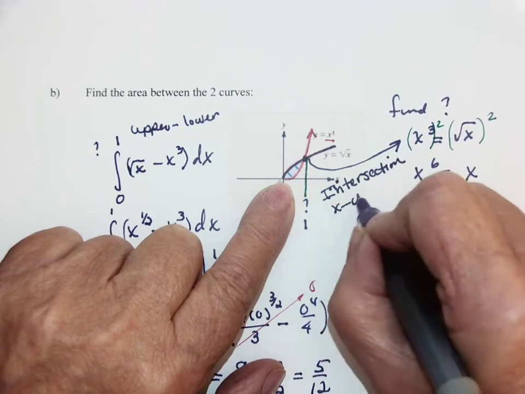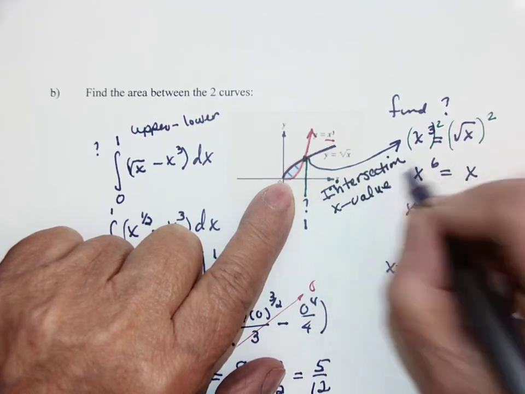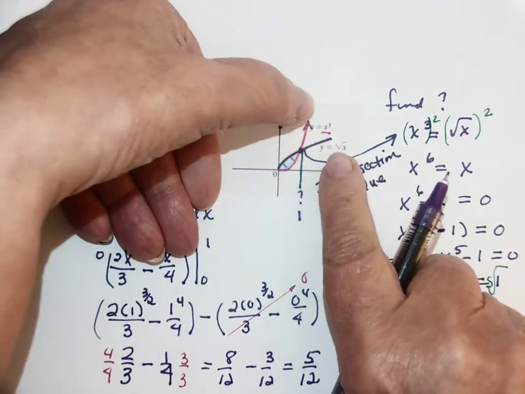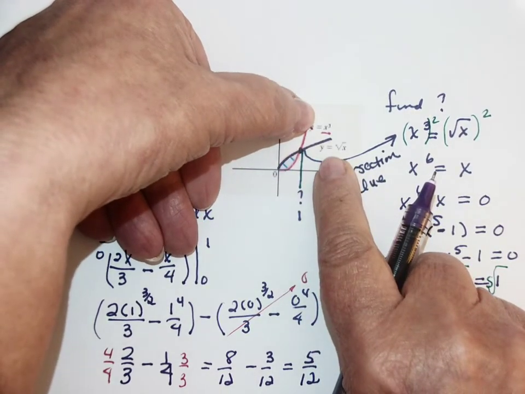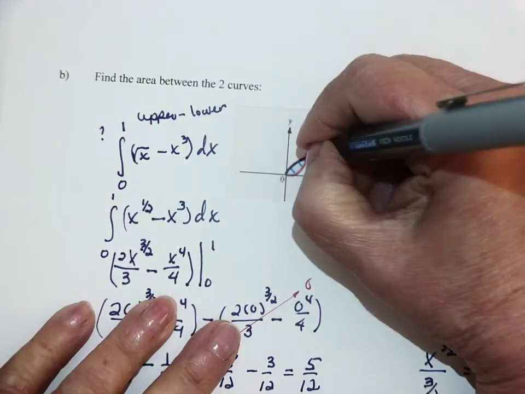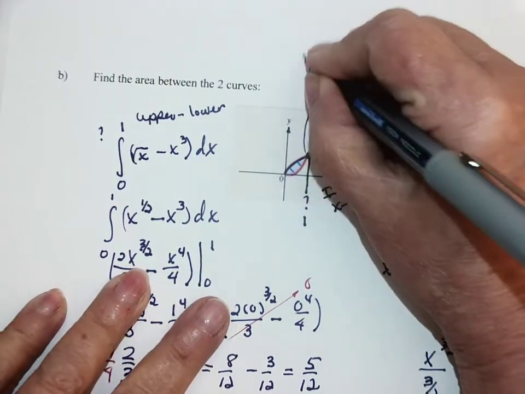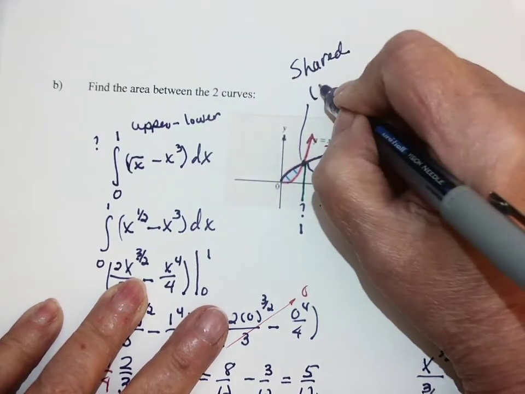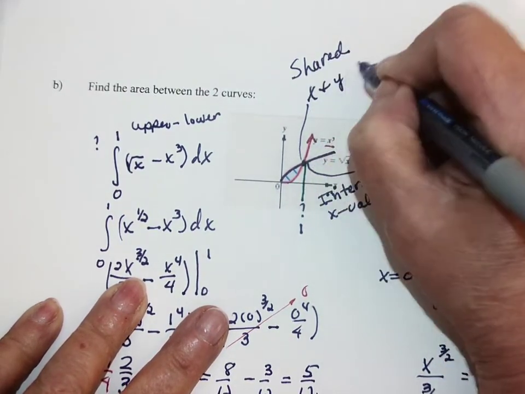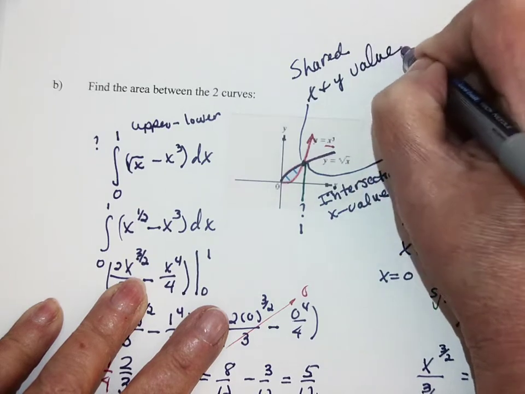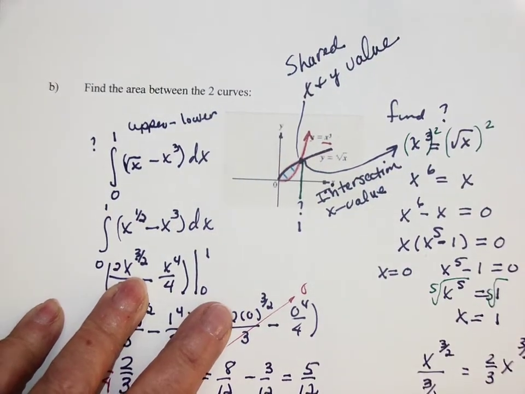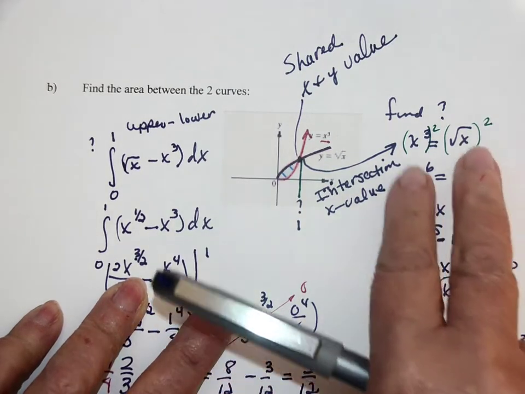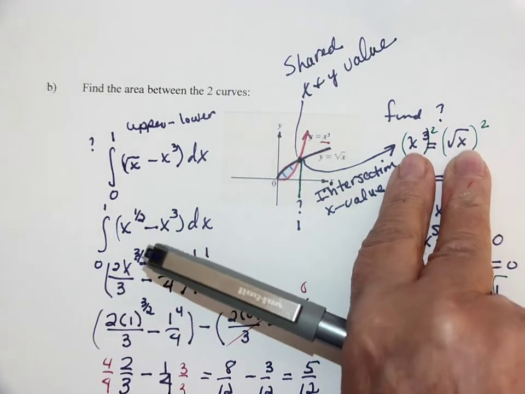Or the x value of the intersection. So I need to know where that guy stops. Well, what is it? It's where the two y values are the same. So what they have is a shared x and y value. Where they intersect, they share that coordinate point. Okay. So you go after what is the x value that they share.